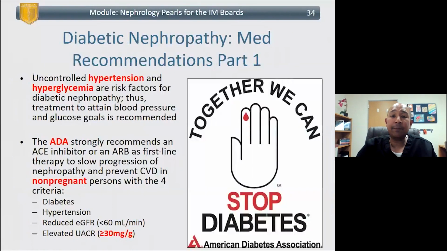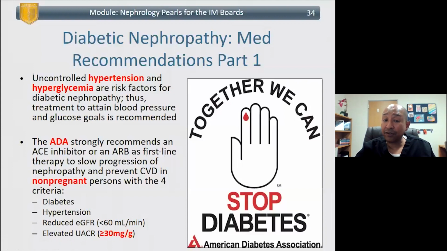So for diabetic nephropathy, what are some of the recommendations? The American Diabetic Association feels that if you have someone with uncontrolled hypertension or hyperglycemia, these are risk factors for diabetic nephropathy. And of course, you want to treat the blood pressure and treat the glucose to your recommended goals.